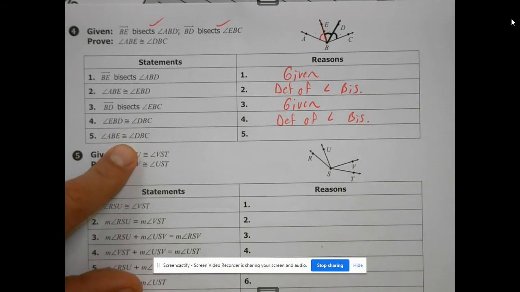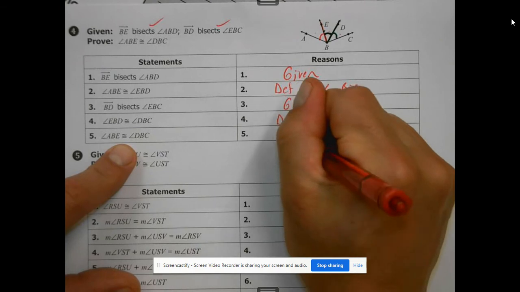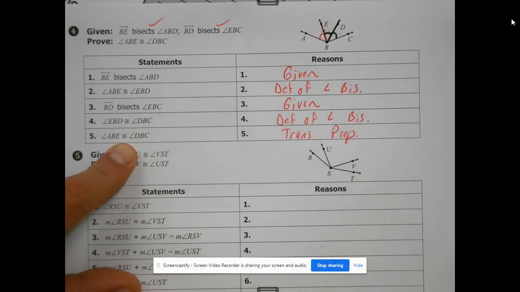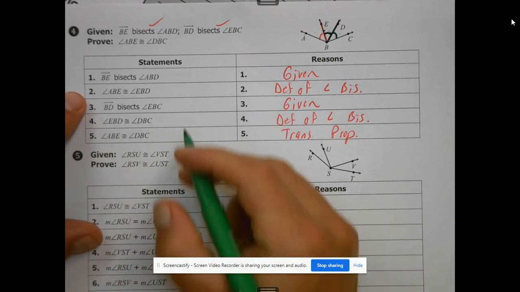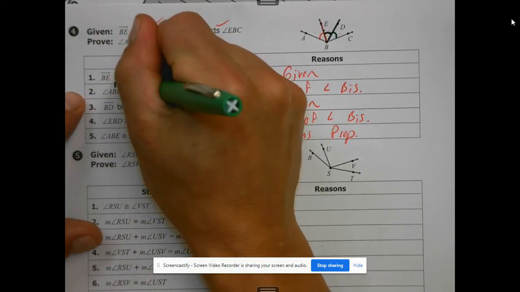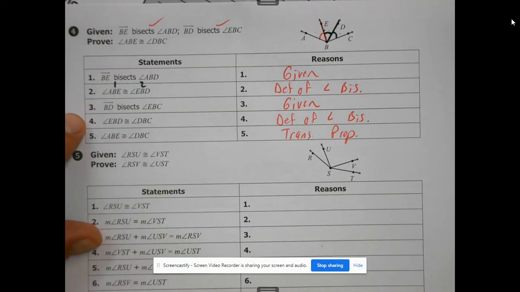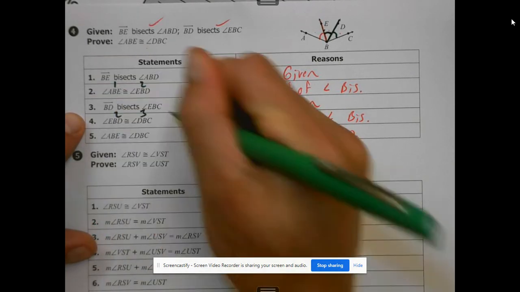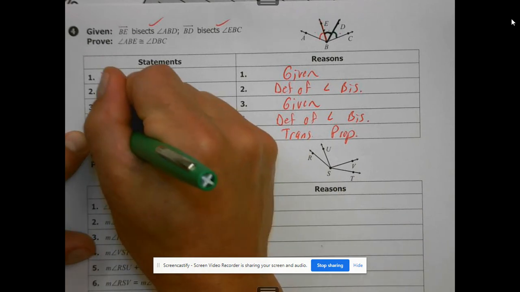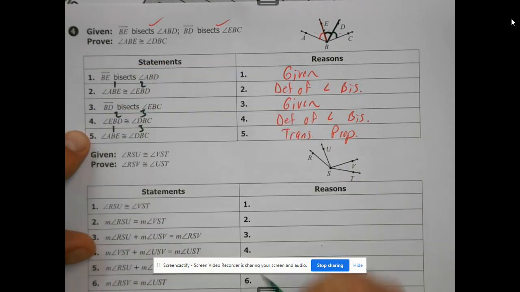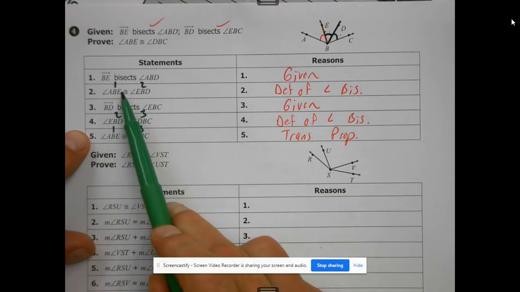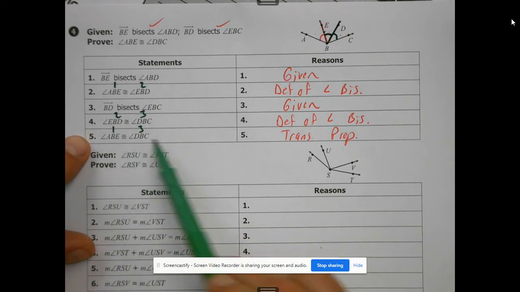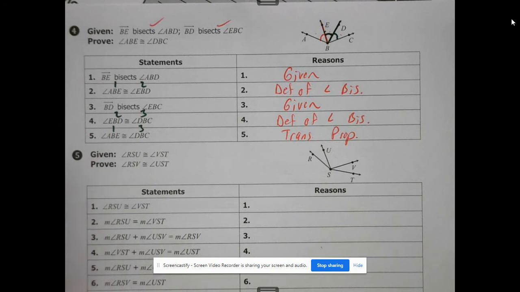All right, number 5, how the heck did they get that? Well, it's transitive property. Let's go back up through the proof. Let's number it. On line 2, let's call ABE the 1, EBD is the 2. Line 4, EBD is still the 2, DBC is a 3, ABE is your 1, DBC is your 3. If 1 equals 2 and 2 equals 3, then 1 equals 3, transitive property.